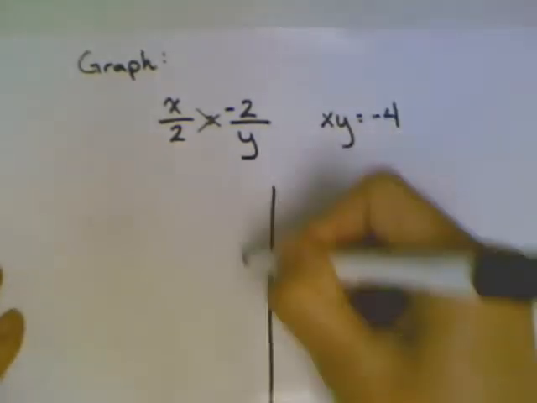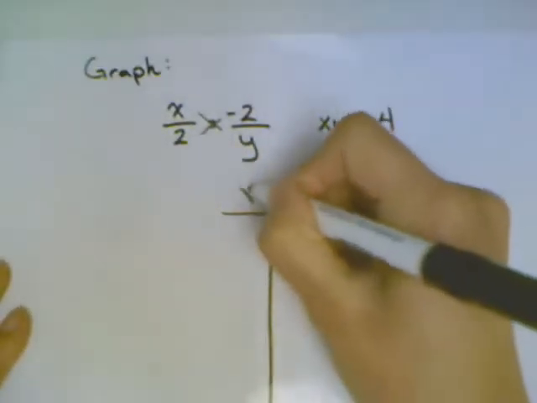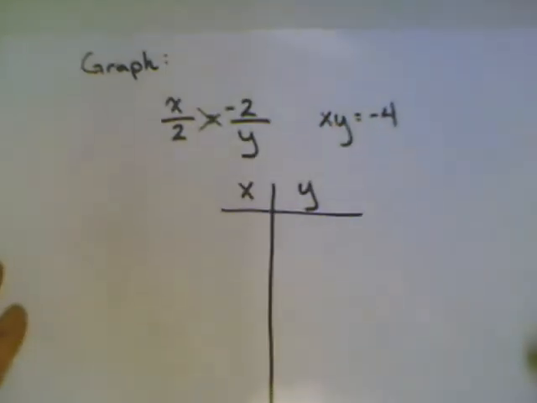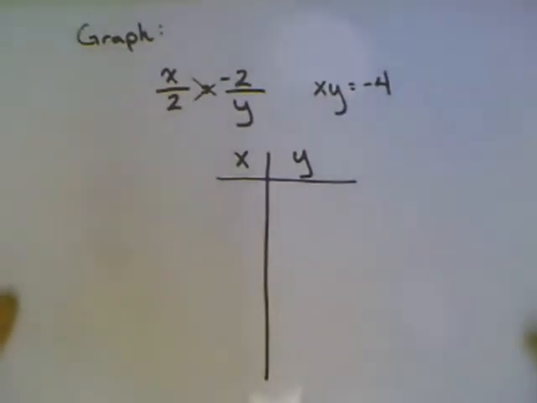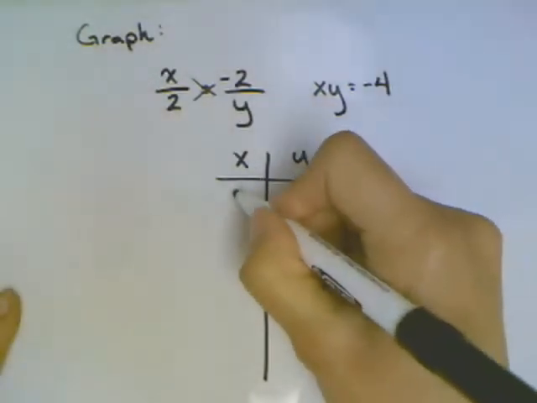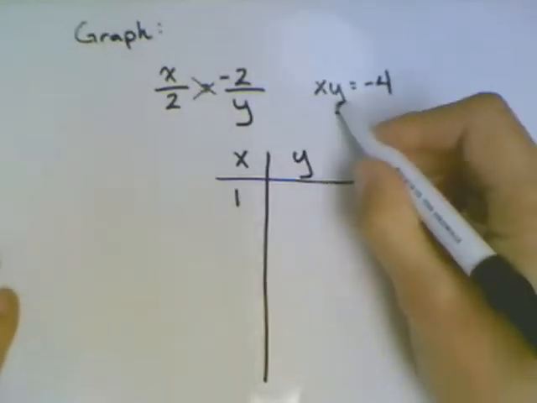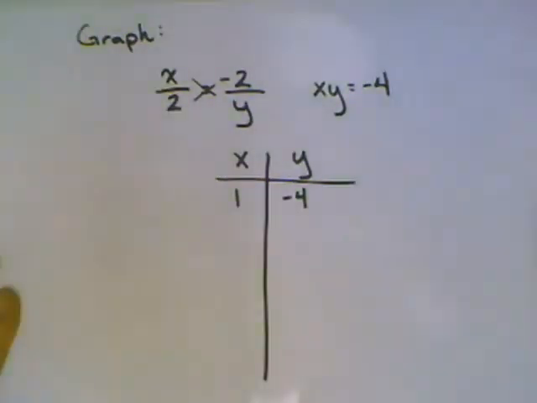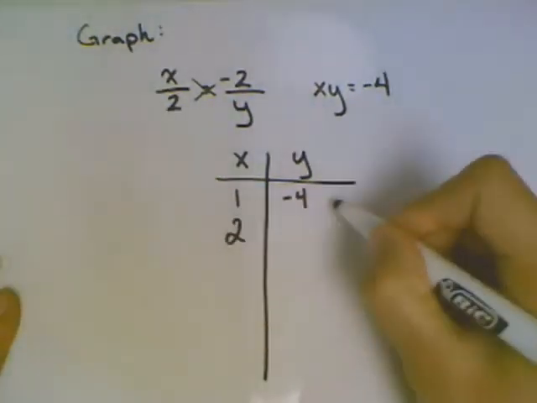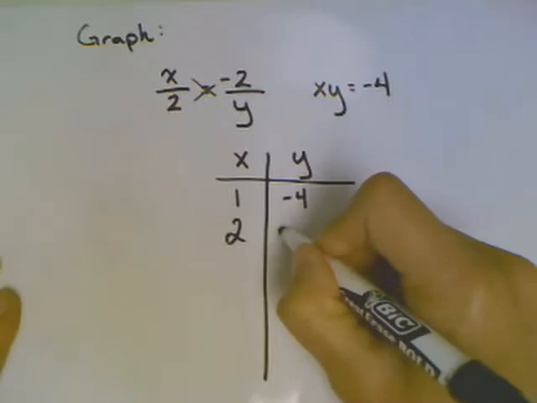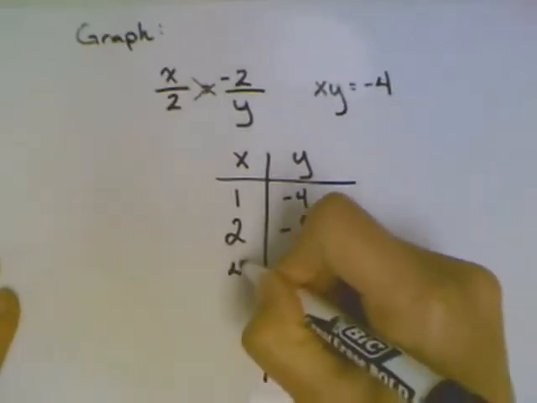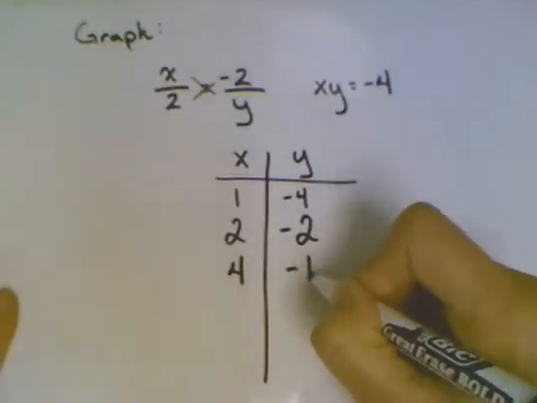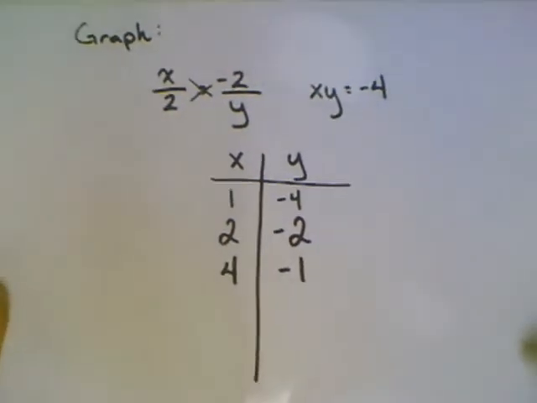And now I'm certain that this is indirect variation because this is written in the general form and k is negative 4. The easiest way that we have to figure out the graph of indirect variation is just to list a bunch of points. And lucky for us, it's easy to plug in points. I'm going to start with 1. If x is 1, y would have to be negative 4, because these need to multiply together to be negative 4. If x is 2, y would have to be negative 2.